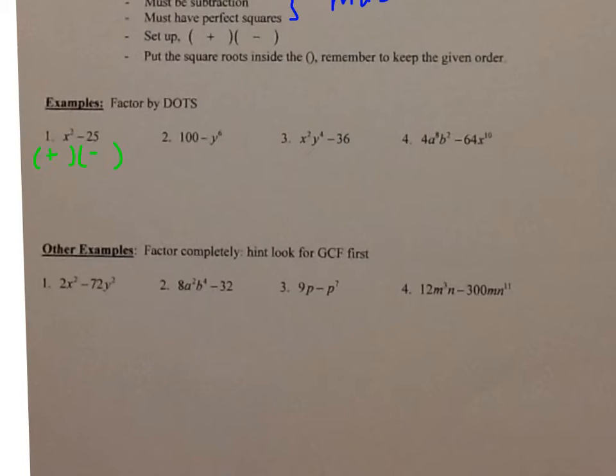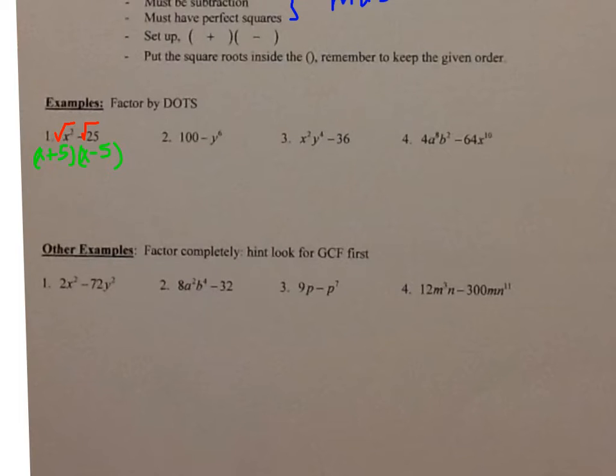And now to get what goes inside the parentheses, you take the square root of these numbers. So the square root of x squared is x. So each one gets an x in the front. And the square root of 25 is 5. So each one gets a 5 at the end.